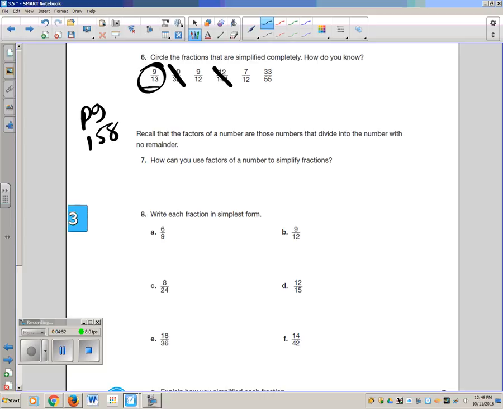7/12. 7 is prime, so all you have to do is check to see if 12 can be divided by 7. It cannot. 33/55. Can that be divided by any number? Yes, I can divide both of them by 11. It actually reduces to 3/5.